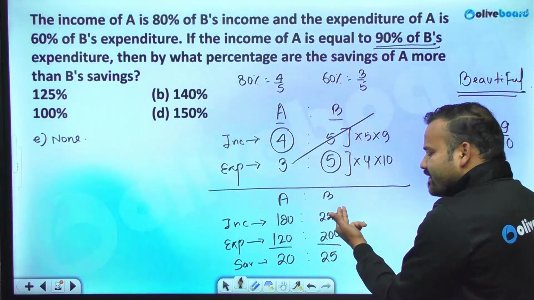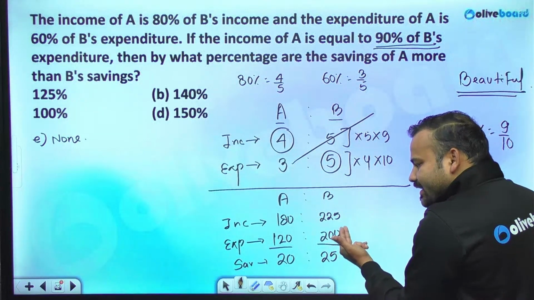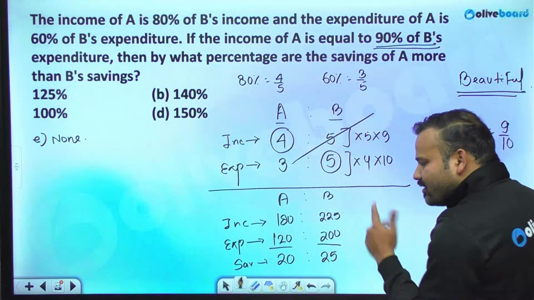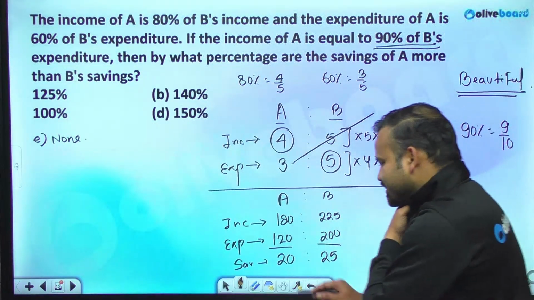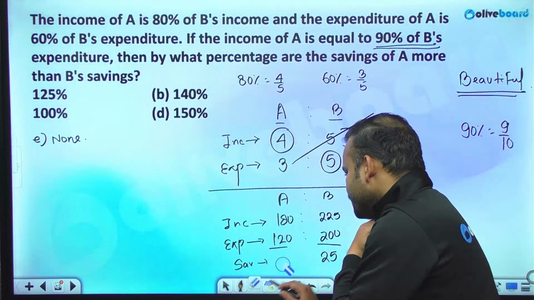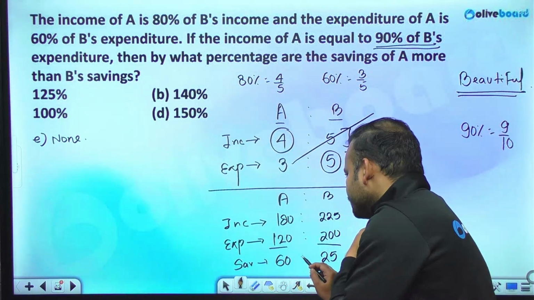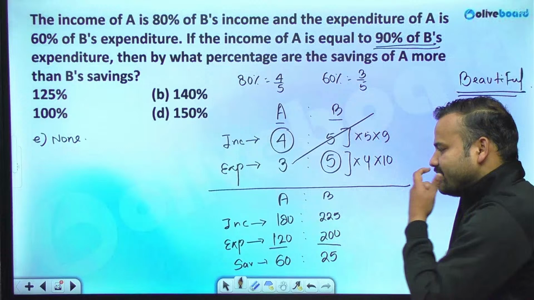Out of 225, if somebody is spending 200, that means his saving part will be 25, and his saving part is 60. This should be 60. His saving part is 60. So these are the ratios of the savings.